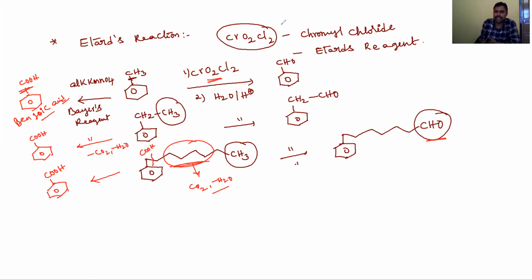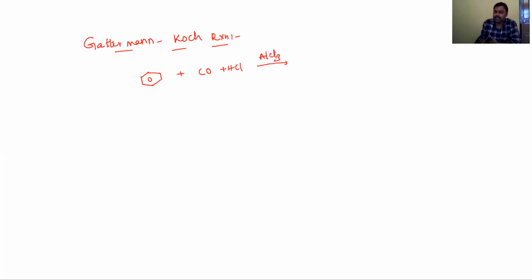Okay, students, the next important named reaction is the Gattermann-Koch reaction. This reaction is useful for the preparation of benzaldehyde and it is an electrophilic substitution reaction. Benzene reacts with carbon monoxide and HCl in the presence of AlCl3 and a little cuprous chloride and produces benzaldehyde, an aromatic aldehyde. This reaction is known as the Gattermann-Koch reaction.